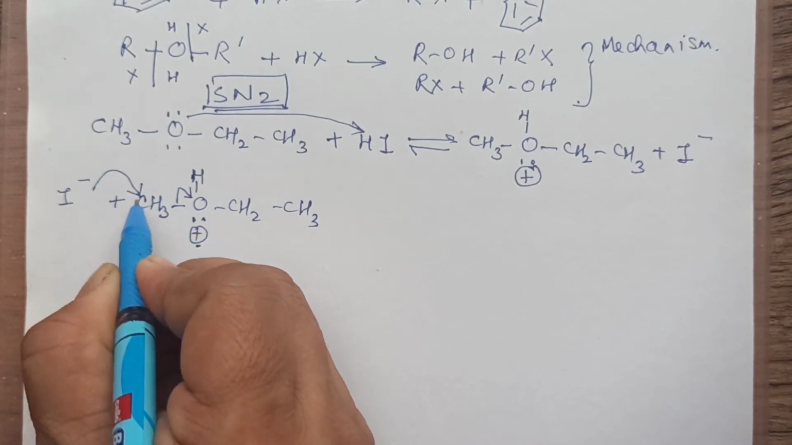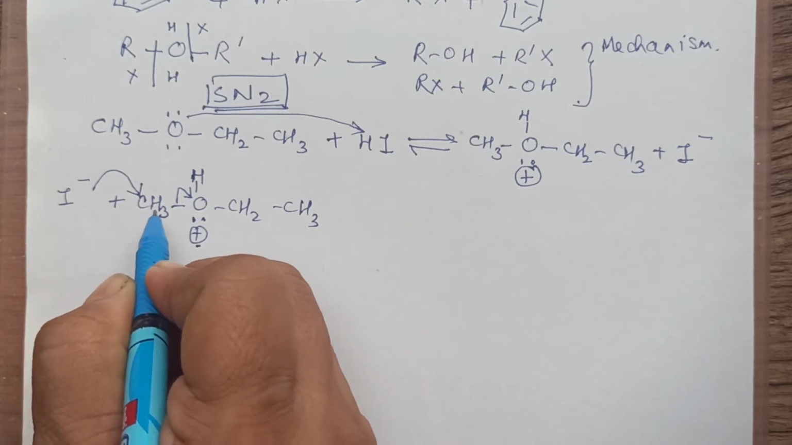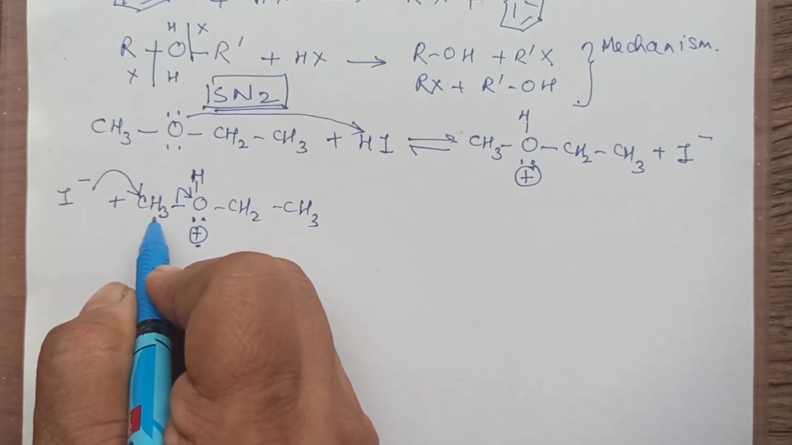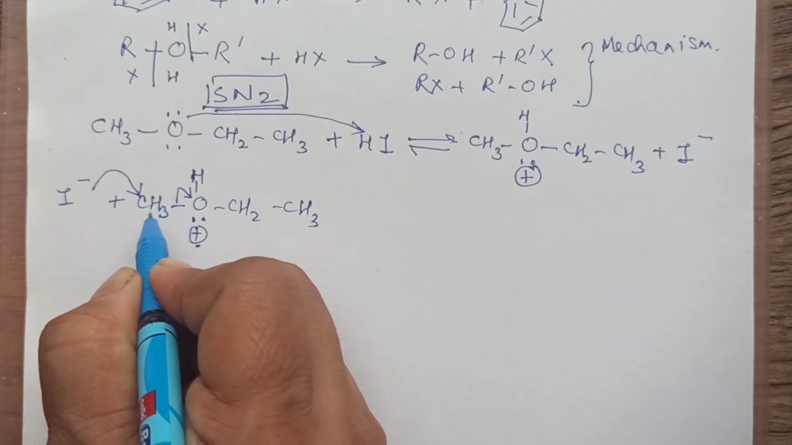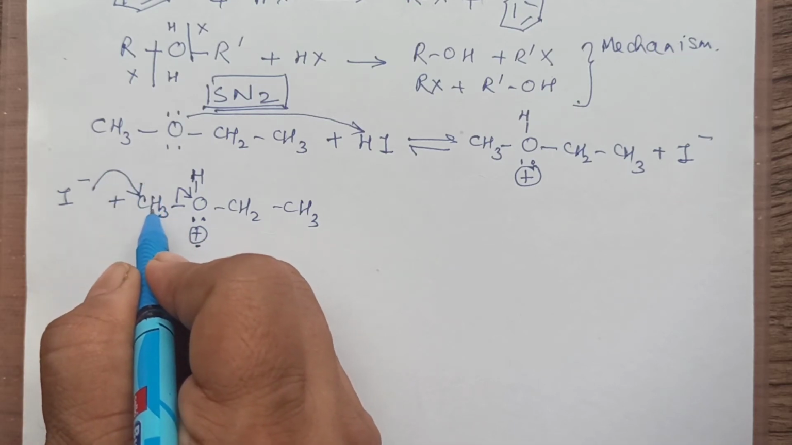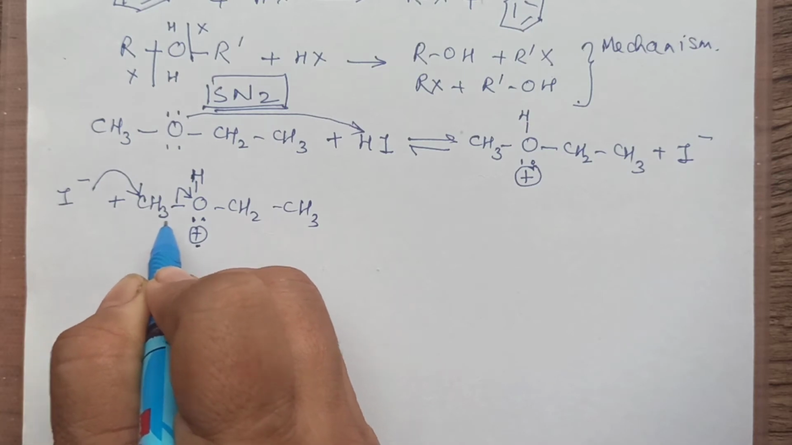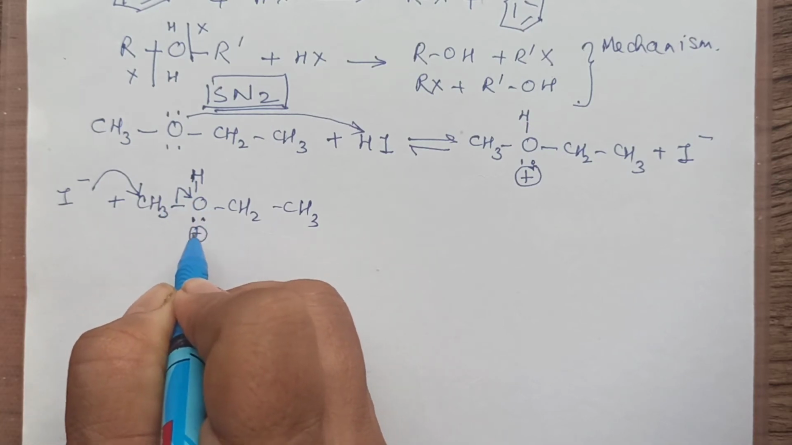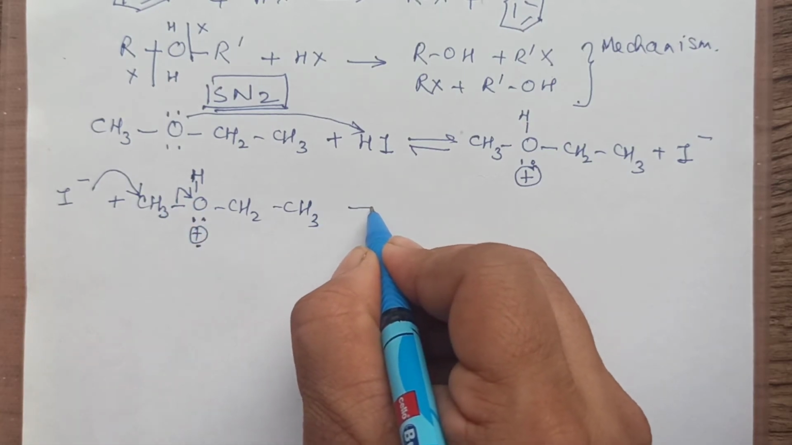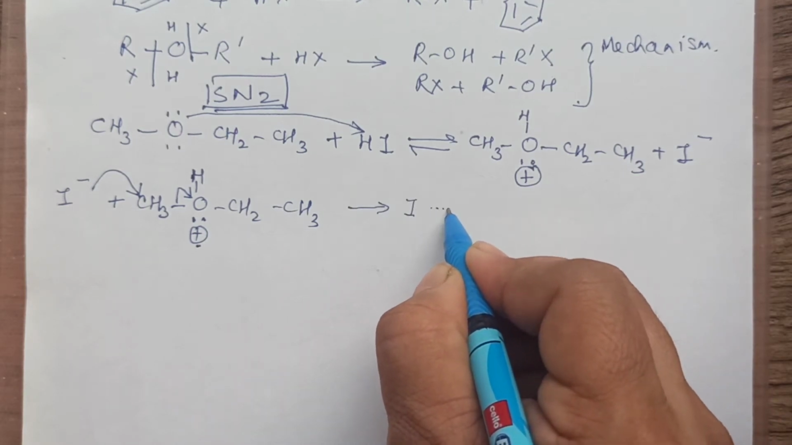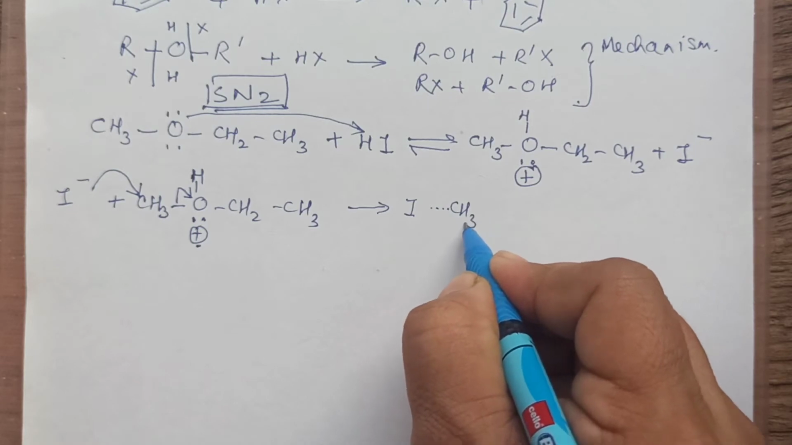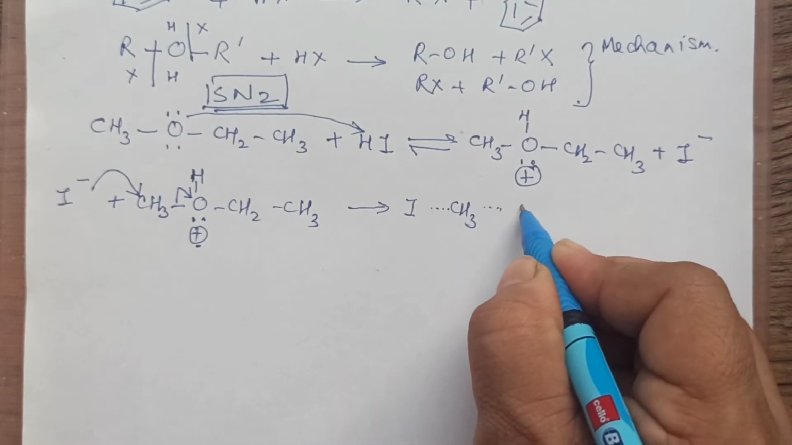Actually, when I minus attacks, this carbon atom will become unstable because already 4 bonds are there and I minus is trying to form a bond with it. When this is trying to form a bond, it becomes a little unstable and tries to give the electron, and O as such needs it. So I'll just write the intermediate: this bond is about to be formed, and this bond will be breaking now.